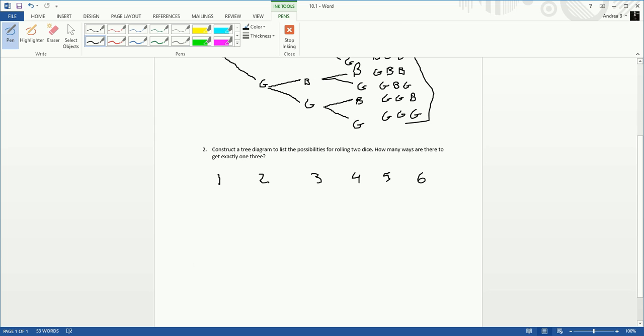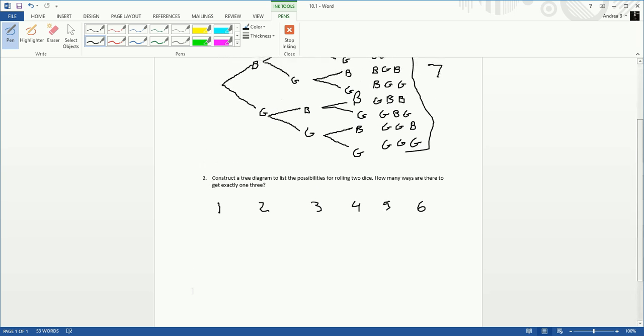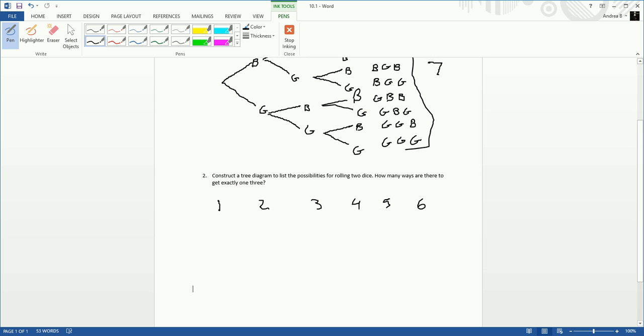So remember, the first set of your branches is just going through and listing out your first case. So here we've got the 1, 2, 3, 4, 5, and 6 for the first die, what they got whenever they rolled it. And then we're going to have the same sort of thing for the second roll of the die. So off of each of these numbers, we're then going to have 1, 2, 3, 4, 5, and 6 once again.